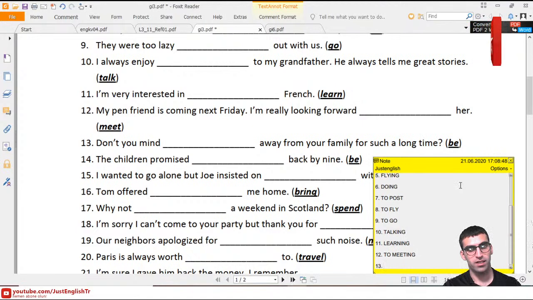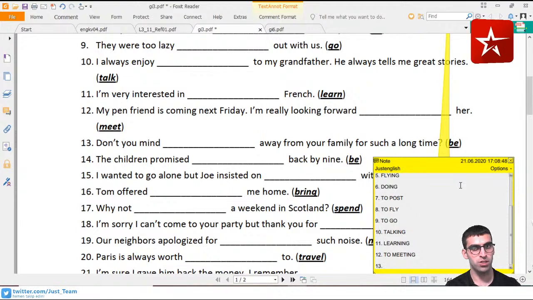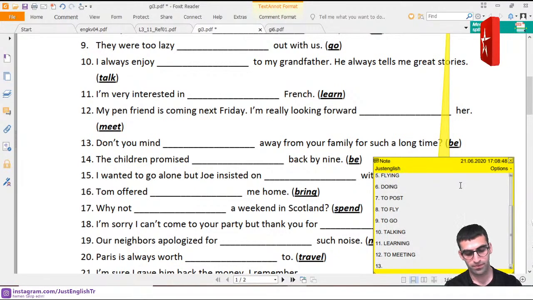And number 13, don't you mind blah blah blah away from your family for such a long time? The verb is be, and what should we write here for be? Okay, what should we write for number 13? Don't you mind? Gustavo says being. All right, we will see which one is correct. Okay, let's wait for others' comments.